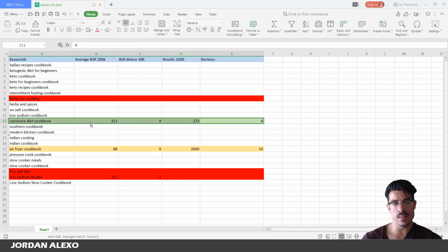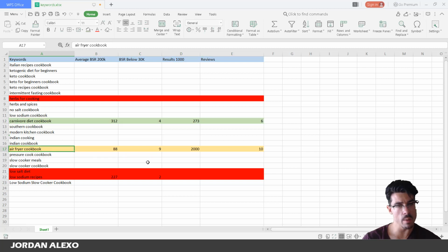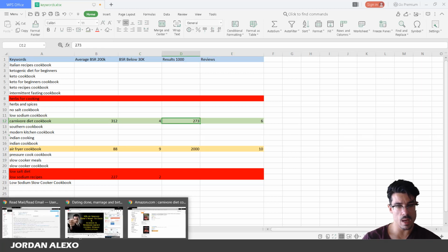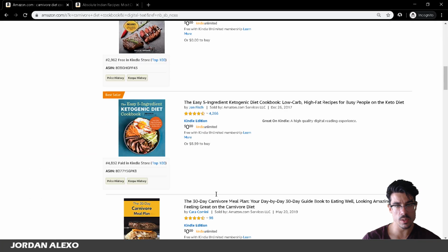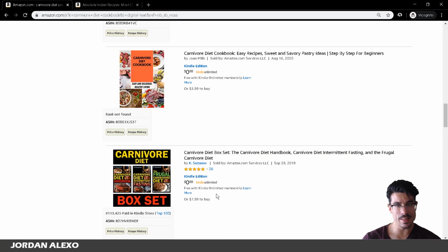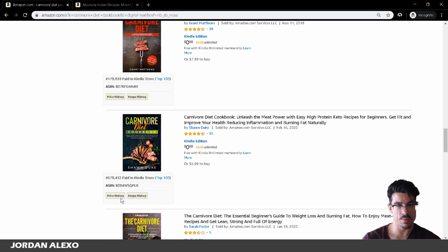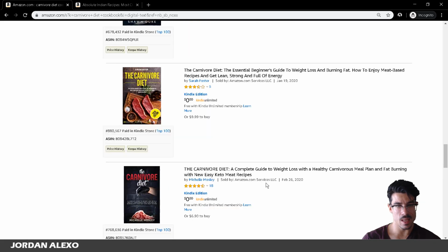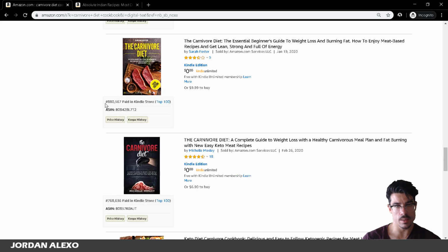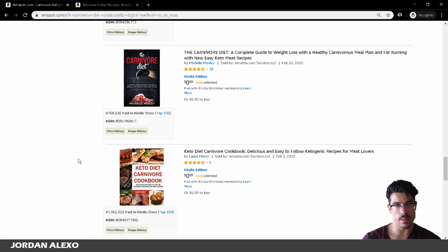It's not exactly the most profitable keyword from the bunch, because your Ferrari cookbook is just way more profitable. But in terms of competition, it's kind of fair. I would like to see a few more publishers performing quite well, but that doesn't mean that you can't do it. You can also see a lot of these covers aren't exactly that good. This is from publishers. I mean, you can do a better job than this.